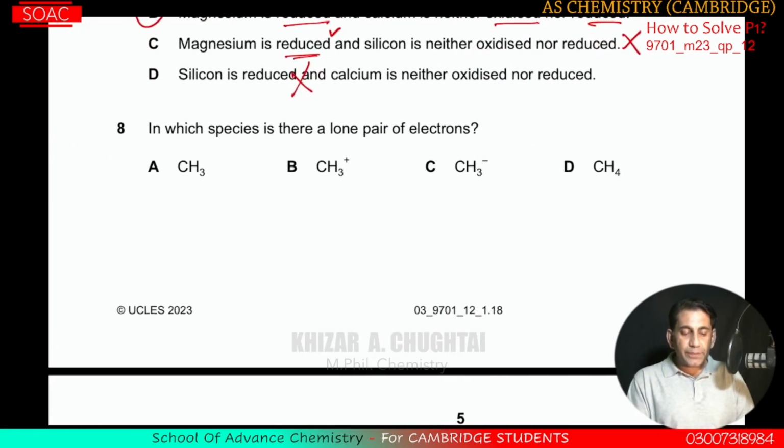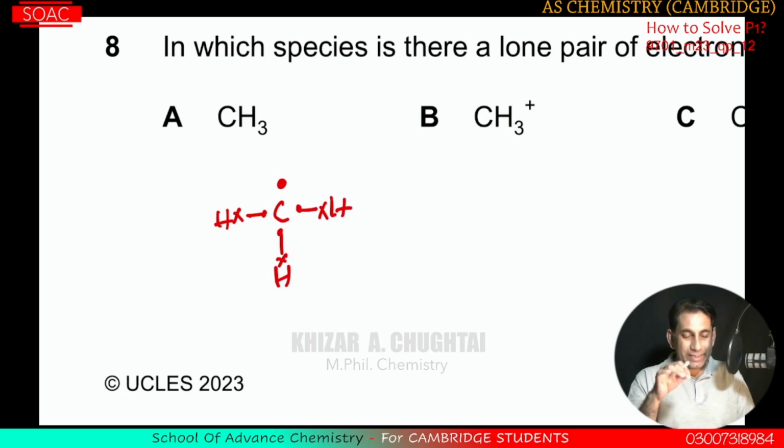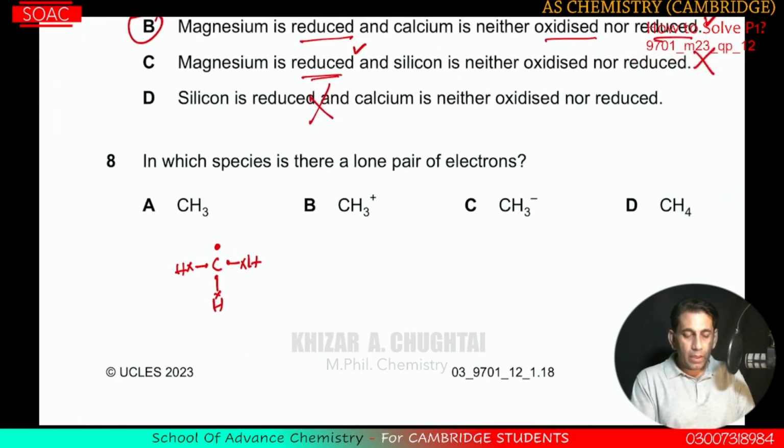Question number 8: in which species is there a lone pair of electrons? So I am going to draw the Lewis structure for each option. CH3: carbon, hydrogen, hydrogen, hydrogen. You know, carbon has 4 outer shell electrons. At the moment, it seems that it is using only 3 electrons. 1 electron is left behind on its last shell. It's a radical, you can see.